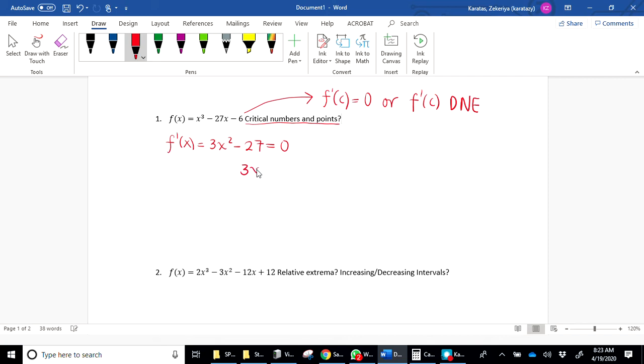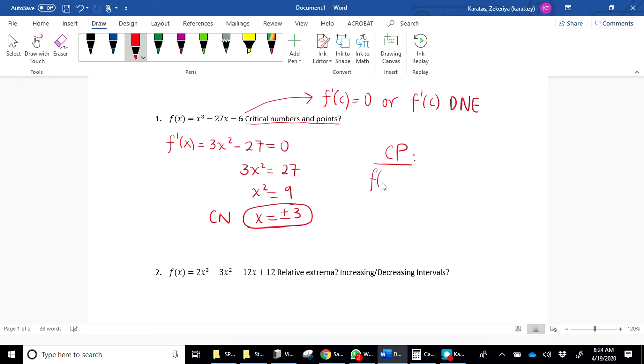So 3x squared equals 27. So x squared equals 9. So x equals minus plus 3. So these are the x coordinates. These are critical numbers. Now for the critical points, you have to plug these numbers into the original function f.